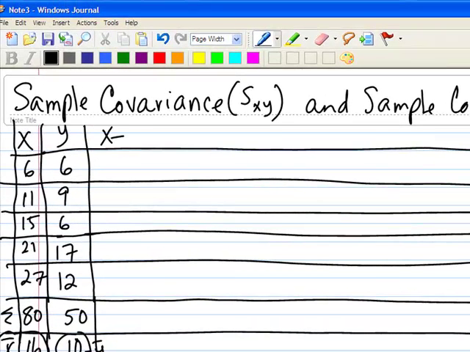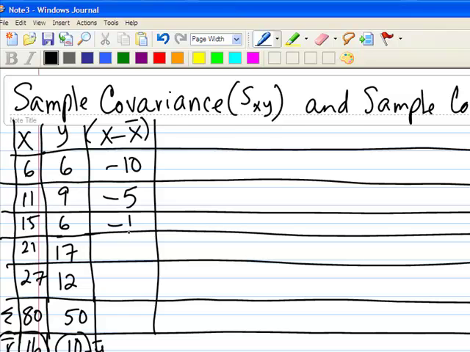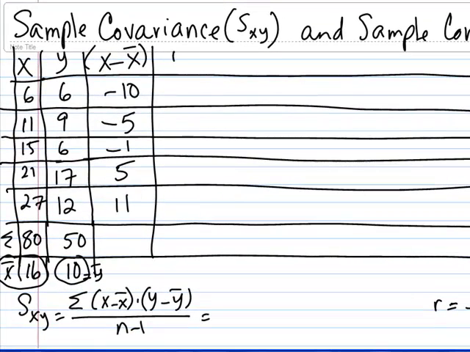We'll continue. The x minus x bar column is computed here. The numbers would be 6 minus 16, which is negative 10, 11 minus 16, negative 5, 15 minus 16, negative 1, 21 minus 16, which is 5, and the next one would be 11. The next column is y minus y bar that we compute. 6 minus 10 is negative 4, 9 minus 10, negative 1, and we continue and fill the column.